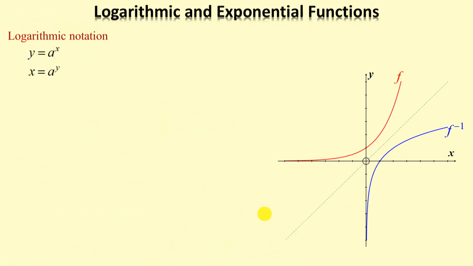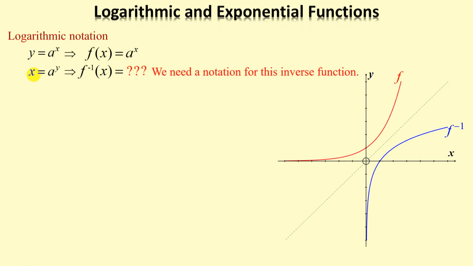Now, having a look at logarithmic notation. We started with y equals a to the x, and then we have the inverse function x equals a to the y. That gives us a problem, though, because that's easy enough, because f of x is y, so f of x equals a to the x. But now, this one here, f minus 1 of x equals, and we don't know what to put here because we don't have y equals, we have x equals. We need a function for it.